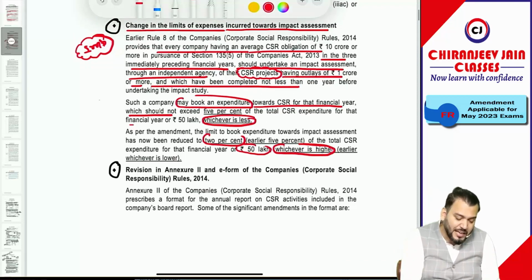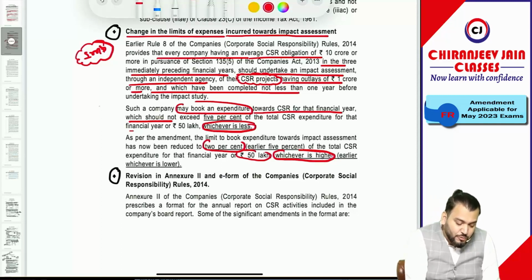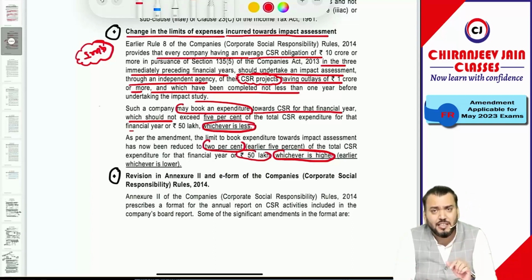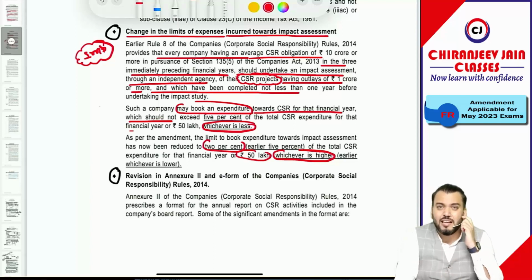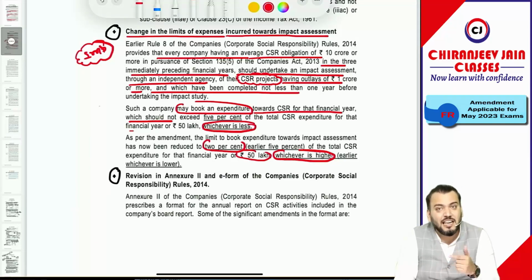Correct. This is important. From my point of view, out of all the amendments, they can ask a question related to the expenses incurred towards impact assessment. Of course, they will give you the total CSR expenditure. So you need to calculate 2% of the total CSR expenditure or 50 lakh, whichever is higher. That amount is allowed as CSR expenditure.